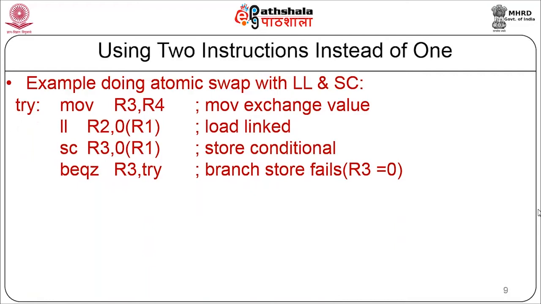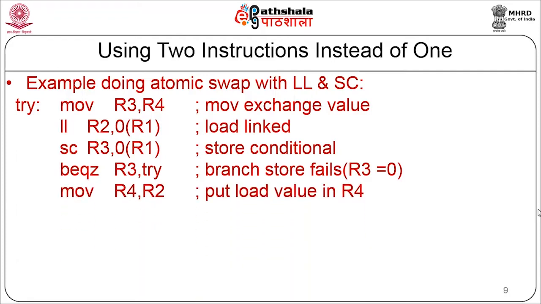So this is an example showing how you can do an atomic swap with load linked and store conditional. The first instruction moves the exchange value from R4 to R3, and LL is your load linked instruction. So you are trying to read the contents of 0(R1), that is the synchronization variable's contents, into R2. So the read happens separately, and subsequently you do a store conditional instruction where you are trying to load the value from R3 into your memory location's contents. So the write happens here, and you check whether the store conditional returns a value of 0 or a 1.